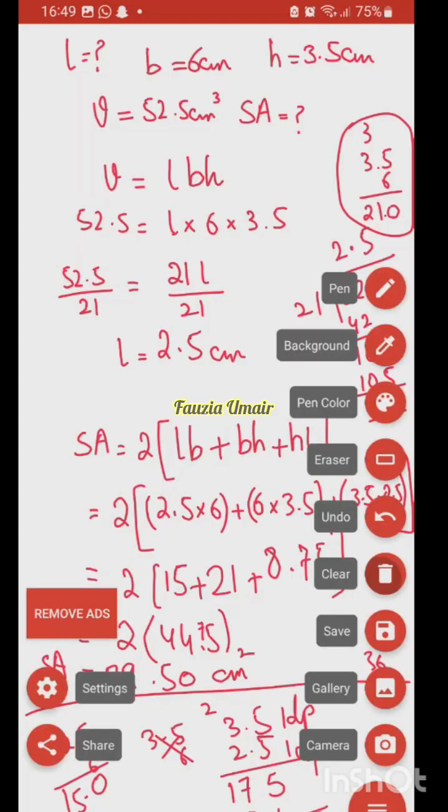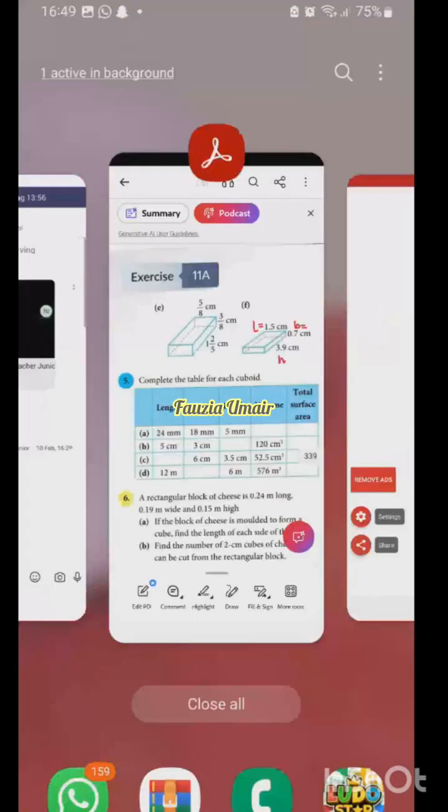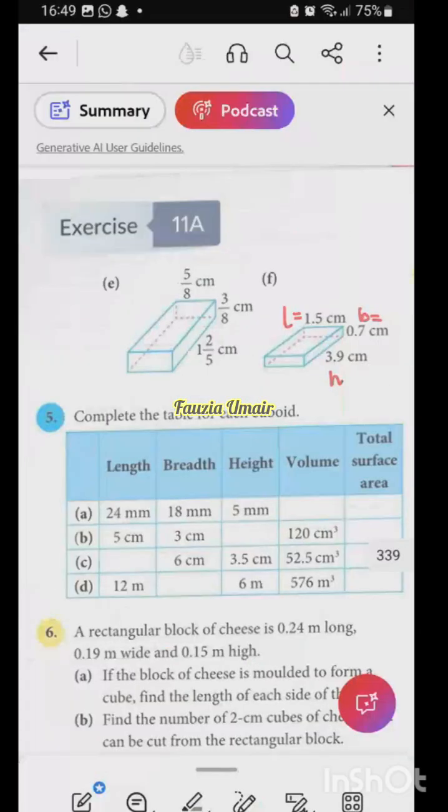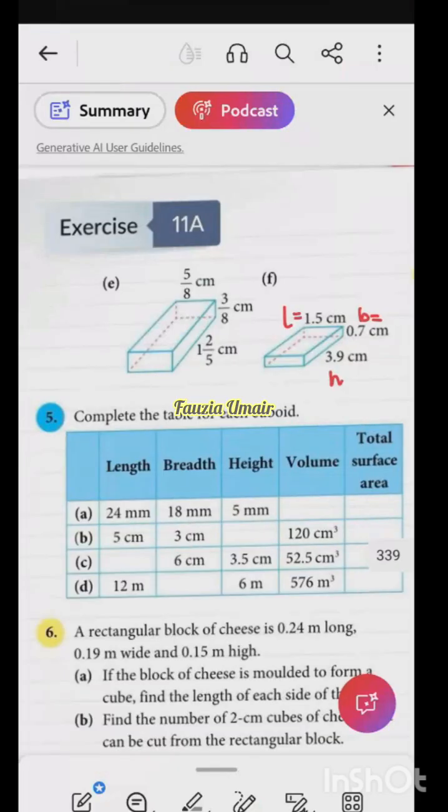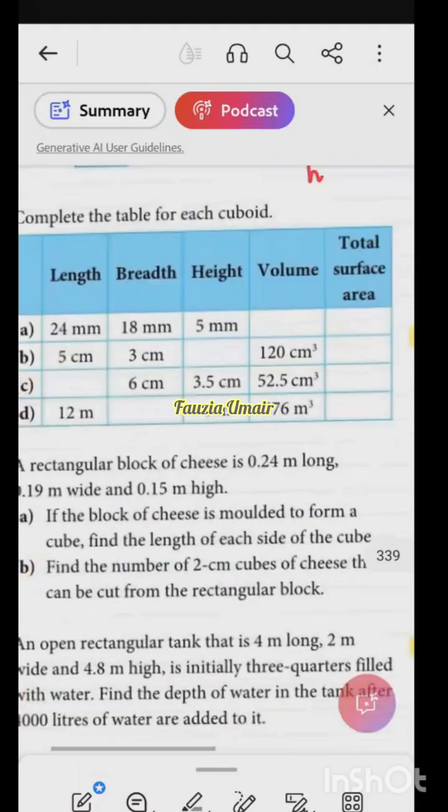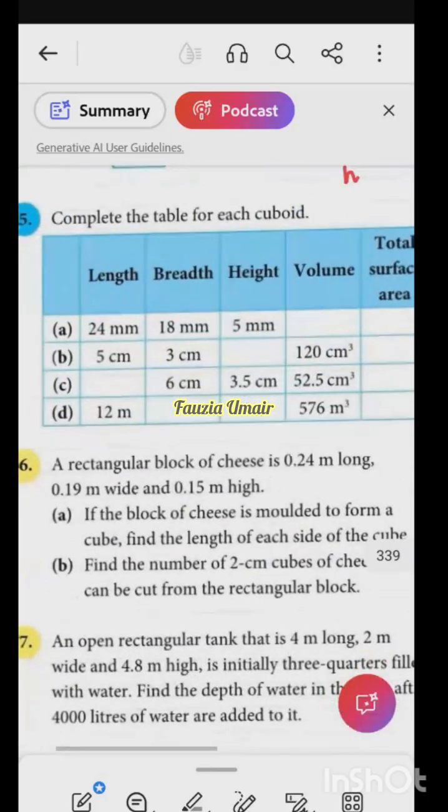Alright, so moving on to the next question, next part. Can you solve the last part on your own, the same method? Yes, ma'am, that one is easy. I can do it. All right, so very good. So now let's move on to the next question.